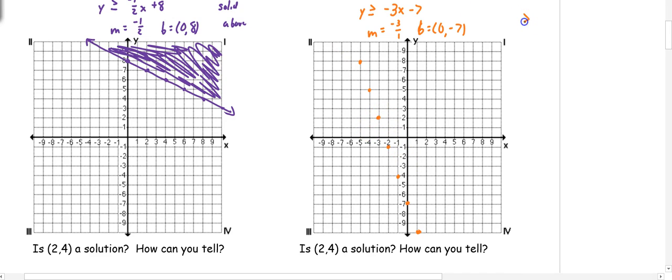And then I'm going to look at my sign. So it's a greater than or equal to, which means it's a solid line. And then because it's greater, we're going to shade above.